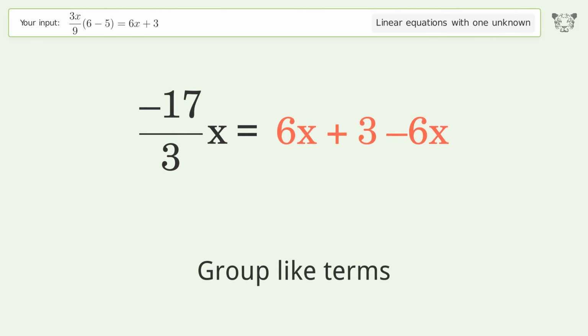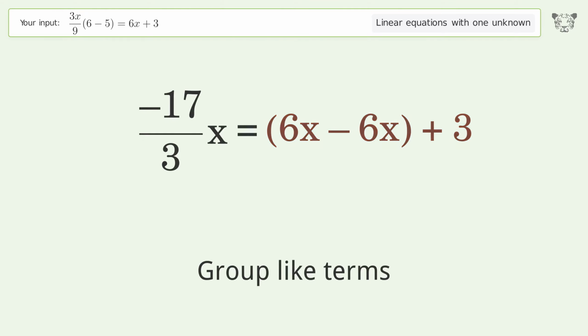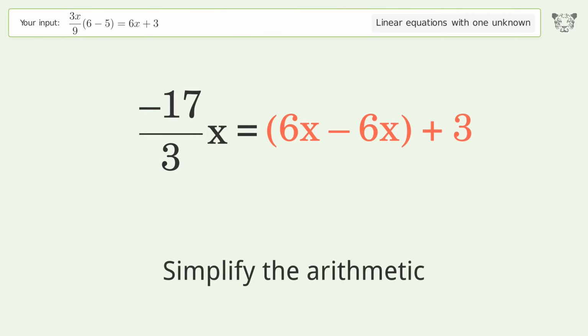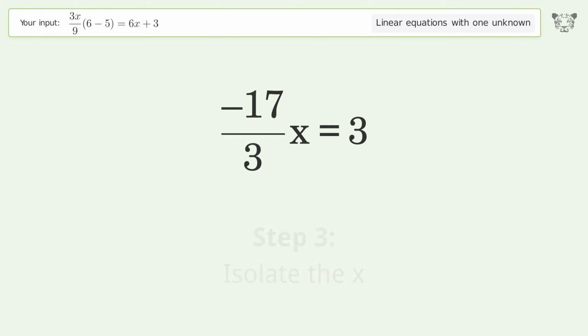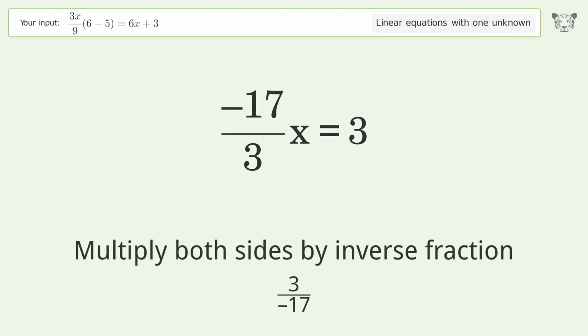Group like terms. Simplify the arithmetic. Isolate the x. Multiply both sides by inverse fraction 3/17.